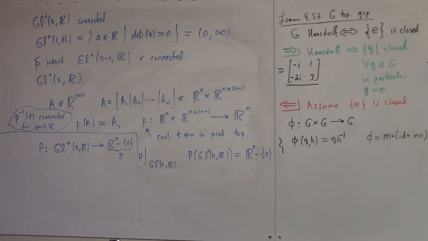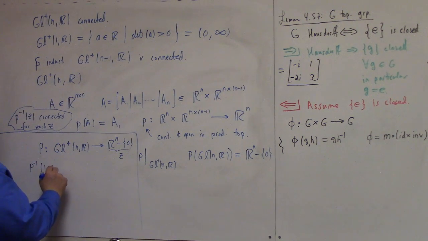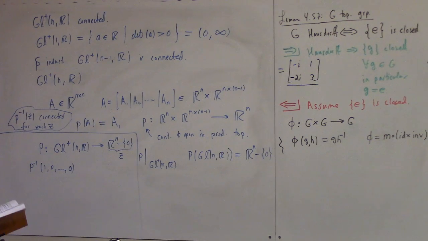I'm buying time. Unfortunately, I don't have a parallel processor, so I'm really just wasting your time. P inverse of 1, 0, 0, 0. He looks at that for some reason. I'm not sure why.